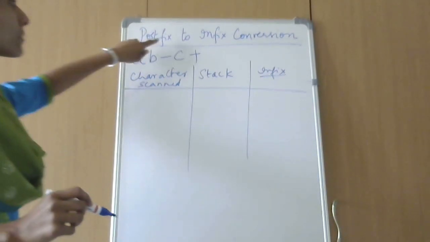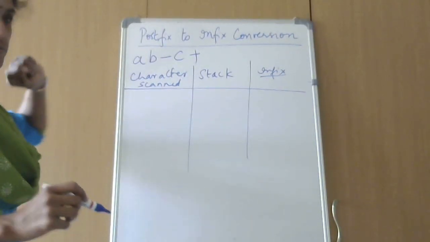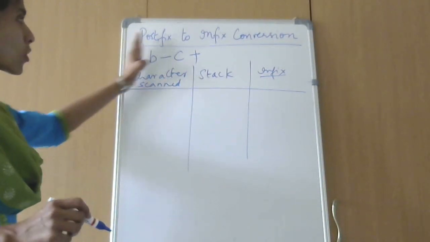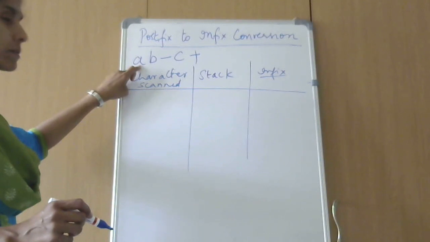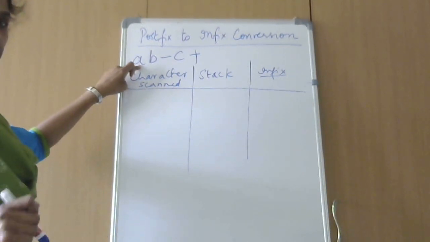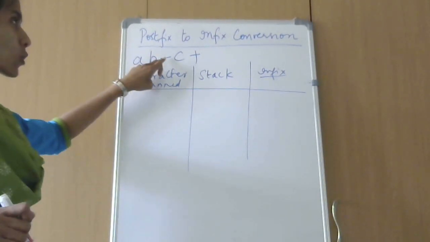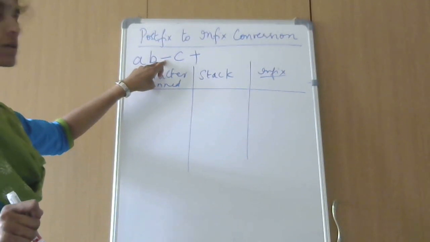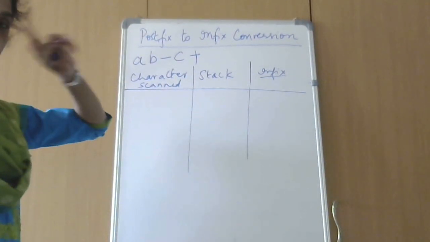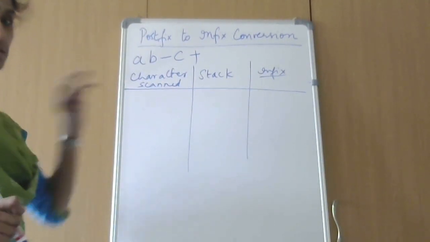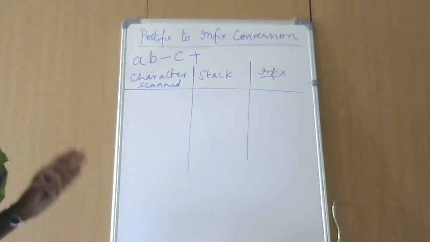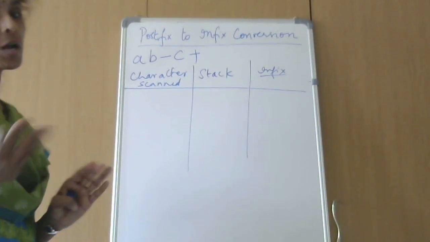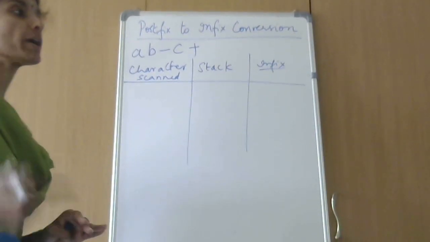So, how do you convert postfix to infix? We scan all the characters from left to right. If it is an operand, we push it onto the stack. If it is an operator, then pop the top two elements of the stack, apply this operator, and push the result onto the stack. That's all. It is very similar to how we did the postfix evaluation.